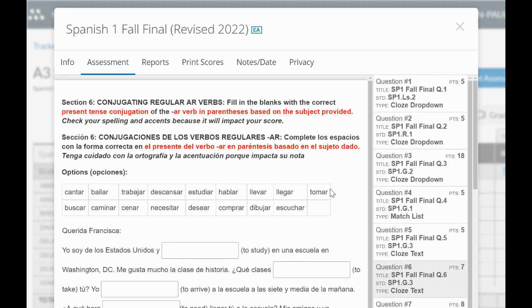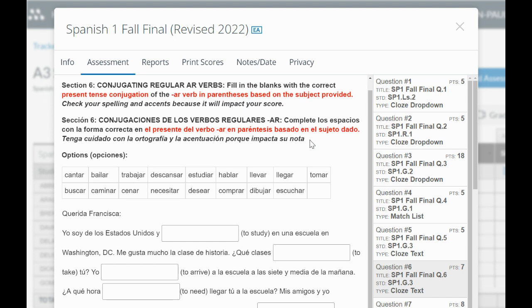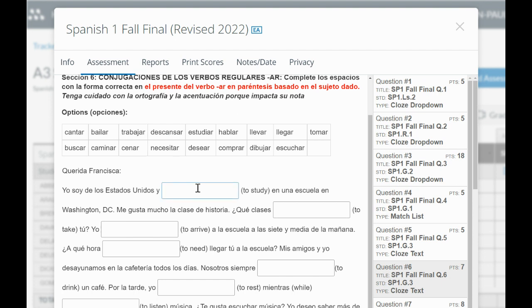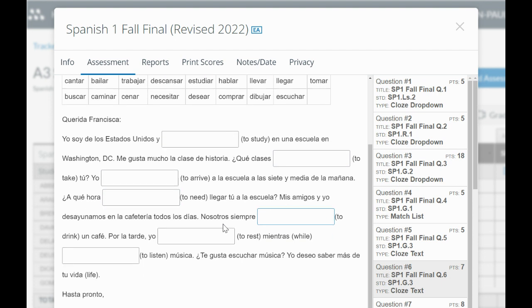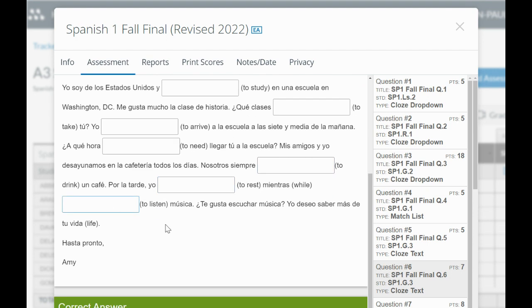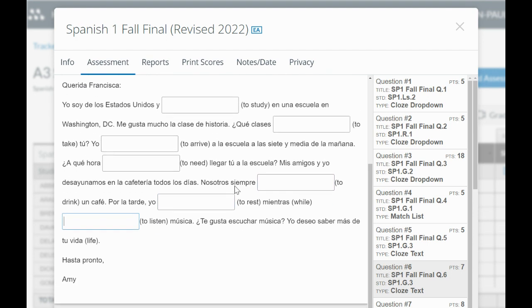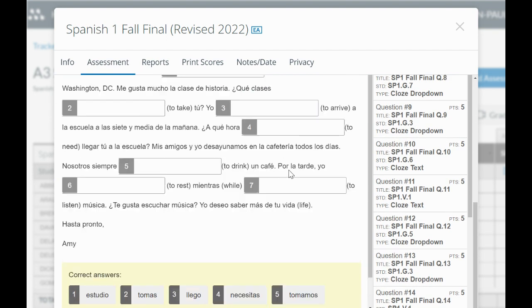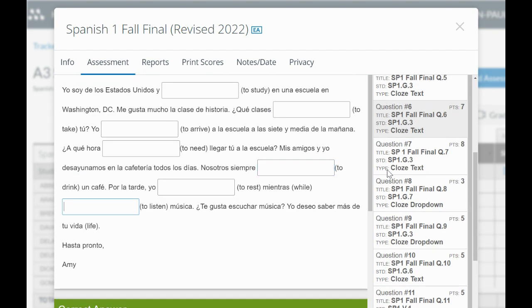Question 6. Conjugating regular AR verbs. Fill in the blanks with the correct present tense conjugation of the AR verb in parentheses based on the subject provided. Check your spelling and accents because it will impact your score. So you now have so many options of AR verbs. Each of these boxes will have an AR verb, hopefully with its correct conjugation according to who's doing the action. So there's lots of verbs to choose from.